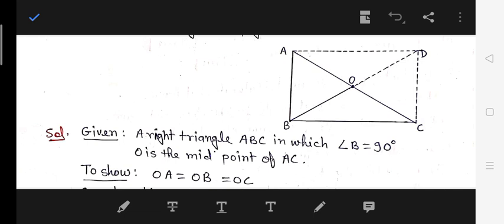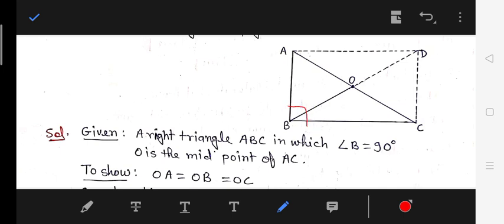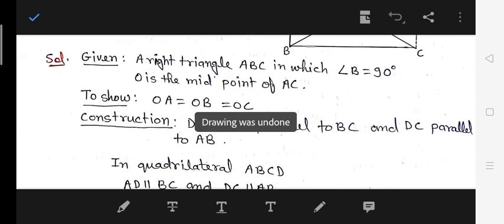If one angle is 90 degree, then automatically other angles will also be 90 degree. If in a parallelogram one angle is 90 degree, then its opposite angle will also be equal. So the opposite angle of angle B is angle D, so it will also be 90 degree. In a parallelogram, the sum of adjacent angles is 180 degree, so angle B plus angle A equal to 180 degree. So if angle B is 90 degree, angle A will also be 90 degree, and angle A equal to angle C, opposite angles of a parallelogram, so angle C is also 90 degree. So ABCD is a quadrilateral in which all the four angles are 90 degree, so it is a rectangle.